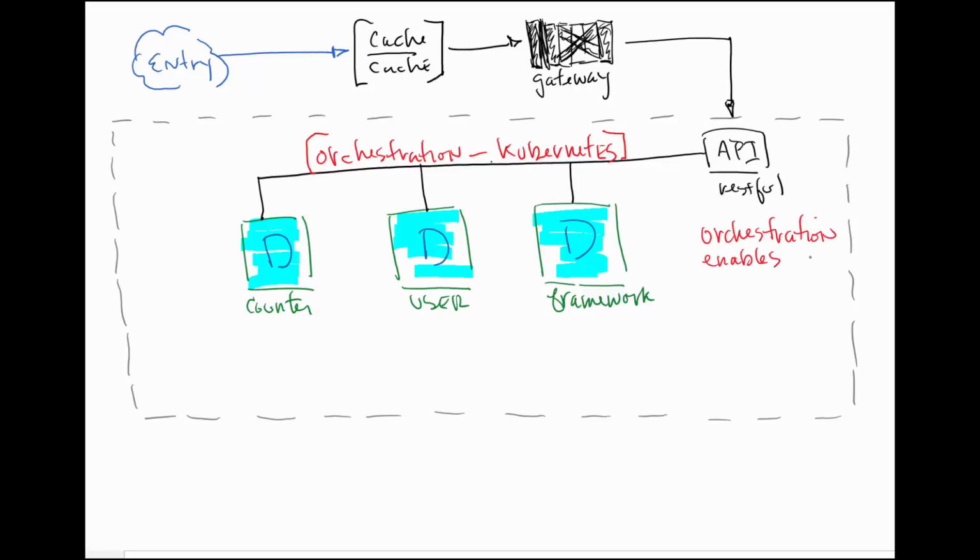And here, basically orchestration enables multiple Docker containers. Yeah, we won't write that out. So basically, it just enables everything to work together. Okay, so that's what the API does.